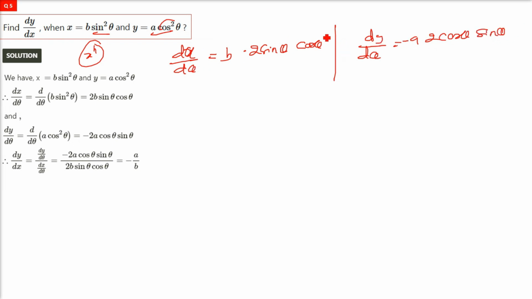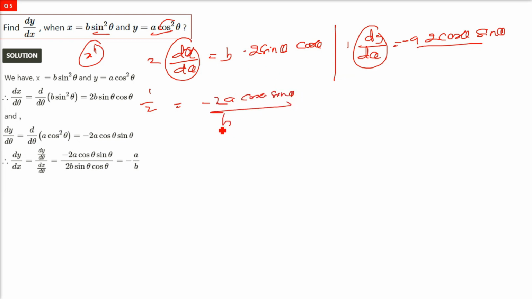Now we have to do dy by dx. What we have been doing up till now, same thing. So minus twice of a cos theta sin theta first, and then in the denominator you will get twice of b sin theta cos theta. So ultimately most of the things will get cancelled, and only minus a by b will remain, and that's your answer.